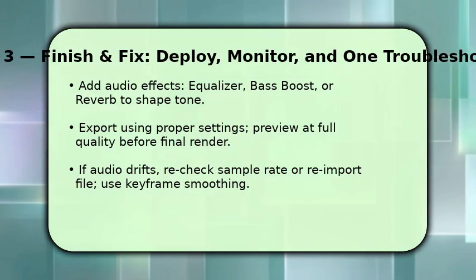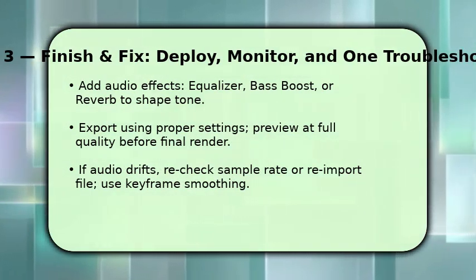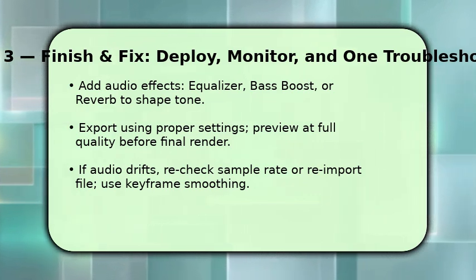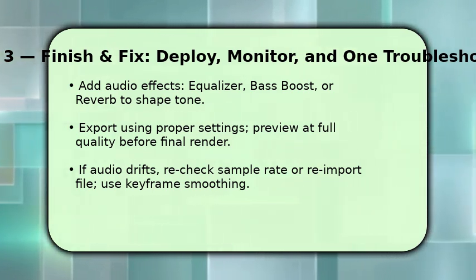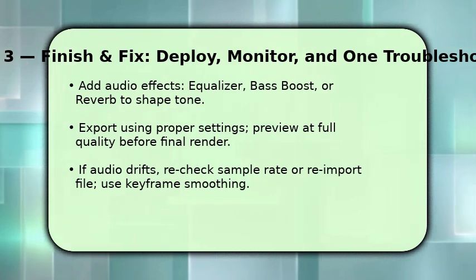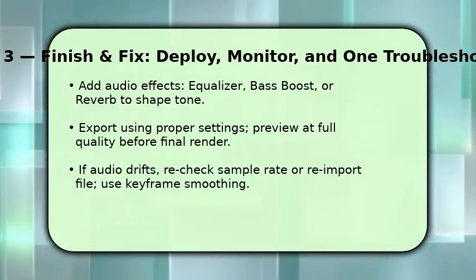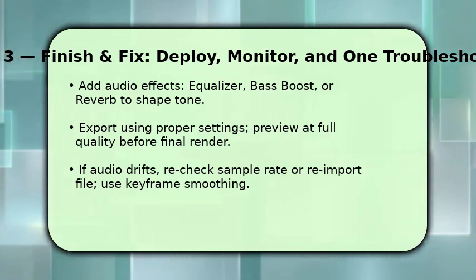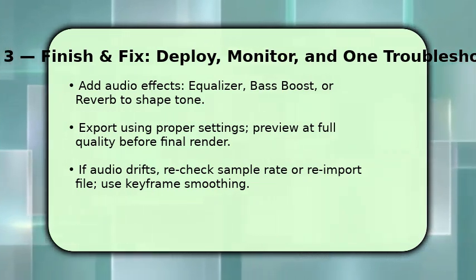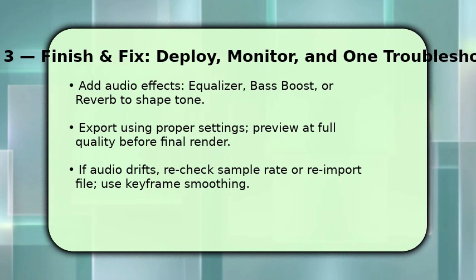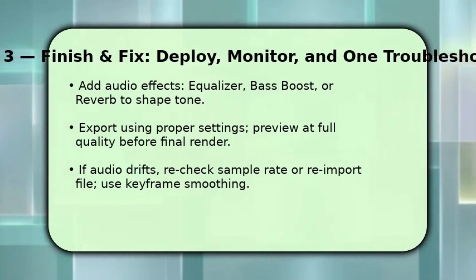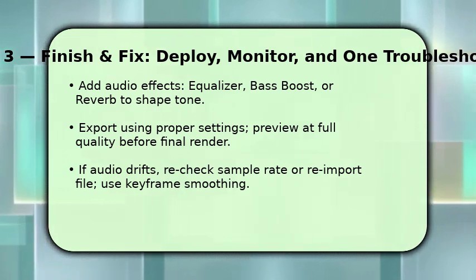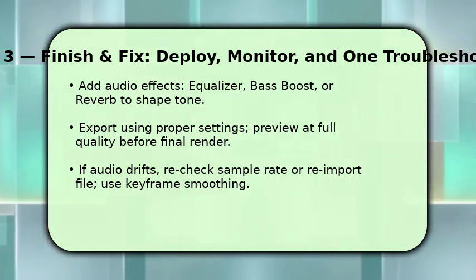Finish by shaping and exporting. Apply effects like an equalizer or light reverb to make dialogue or music sit in the mix, and tweak bass if needed. Once satisfied, preview the project at full quality to ensure sync holds. Export with matching sample rate and codec to avoid playback issues. If you see drift or glitches after export, re-import the original audio, confirm sample rate matches the project, and apply gentle keyframe smoothing. This fixes most timing problems without redoing edits.